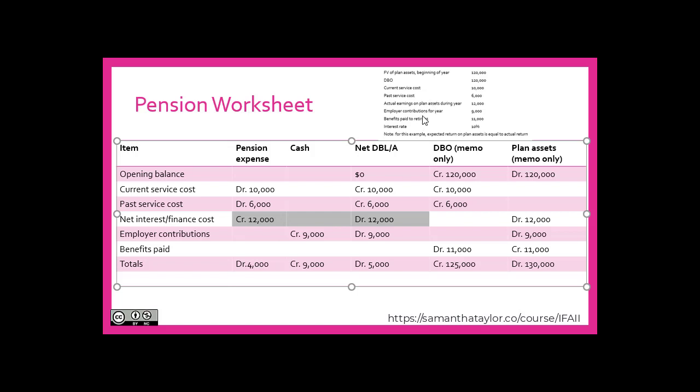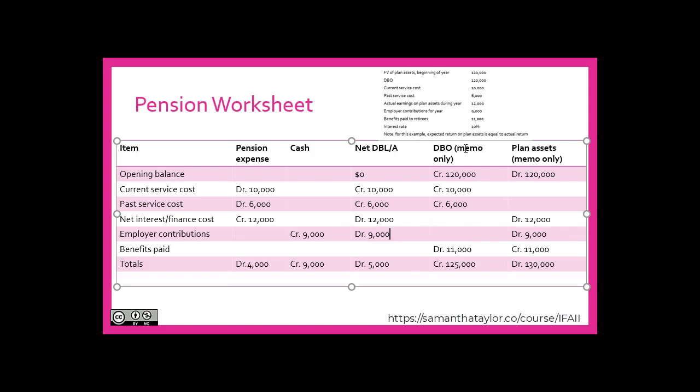Okay, so we now have our employer contributions for the year. Our employer pays cash out the door of $9,000, and that increases our plan assets. Our C equals our A plus our B. So the employer contributions are going to decrease our overall net DBL.